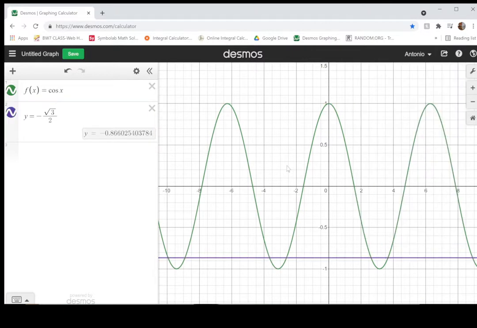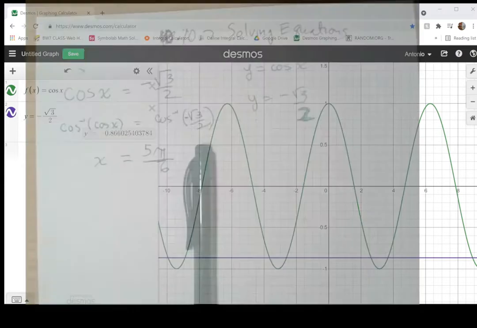Now we notice that we have several solutions just in the window alone. The inverse only gets me one of them. So we have to figure out how to find the rest of these solutions. We use what we've learned about the cosine function, that it is periodic, and also where the cosine is negative, that being the second and third quadrants. Okay, so let's go back to our paper here.